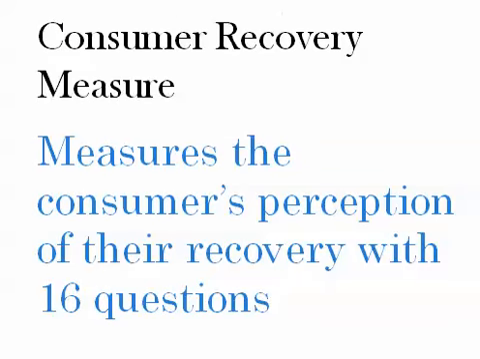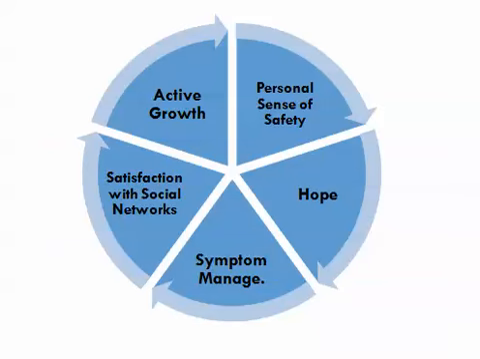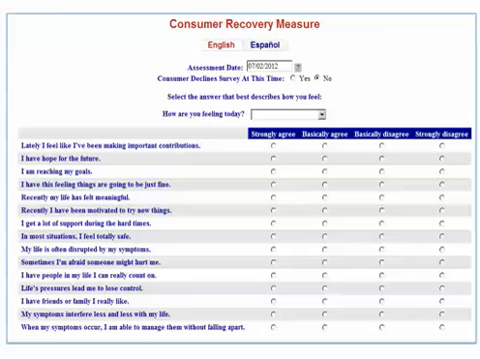The third instrument is called the Consumer Recovery Measure. This instrument is completed quarterly by the consumer and captures a consumer's view of recovery on 5 dimensions of recovery. The 5 dimensions are hope, personal sense of safety, symptom management, satisfaction with social networks, and active growth. This instrument is only 16 questions and addresses these 5 key areas of recovery.